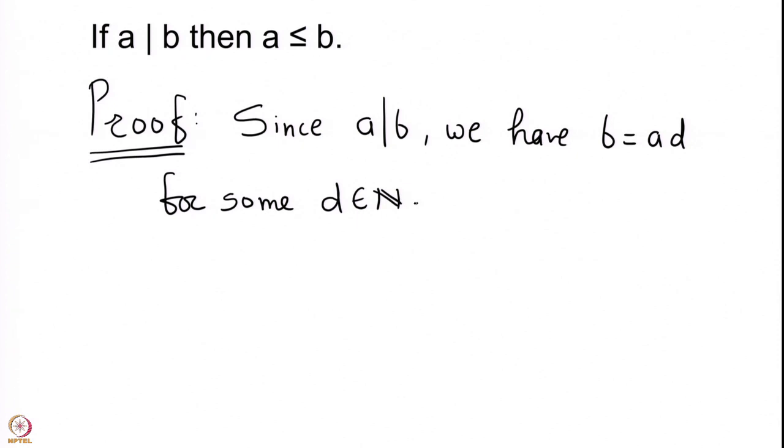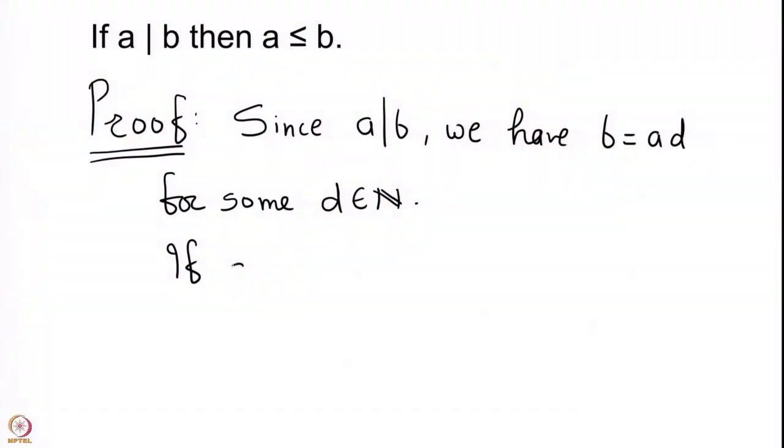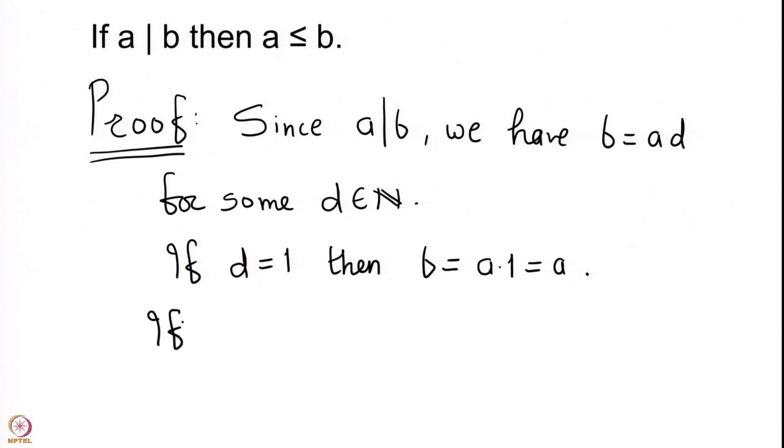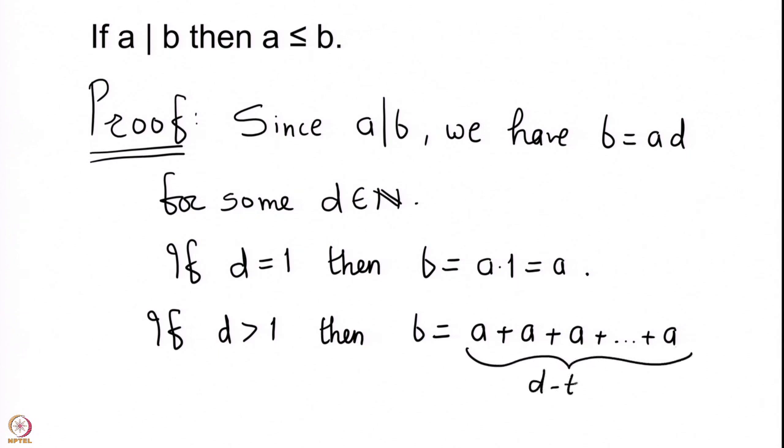Now this natural number d that you have got could either be equal to the number 1 or it could be bigger than 1. So if d is 1, then b is a into 1, which is a. This is one case, that b is equal to a. Now, if I take d bigger than 1, then b is a plus a plus a plus a. How many times do we get this? This is d times.